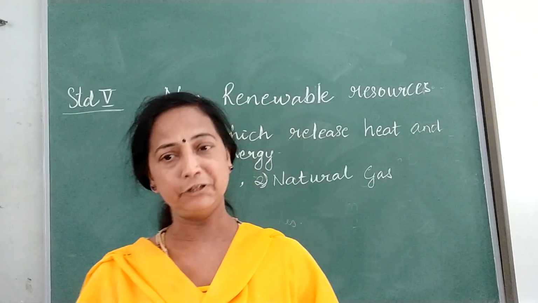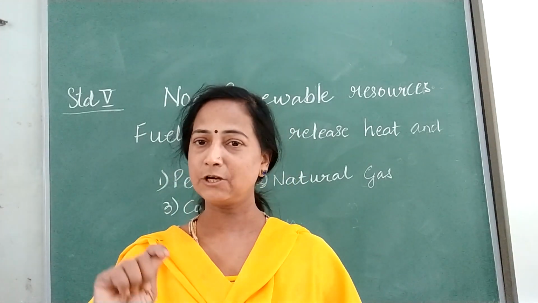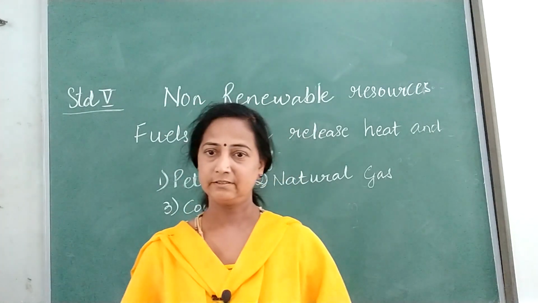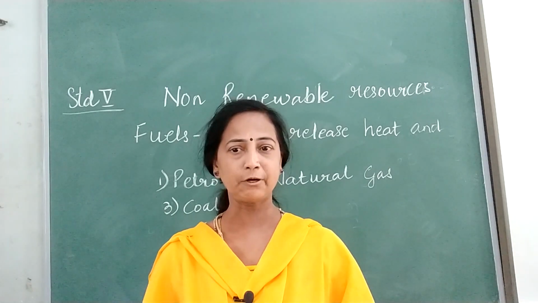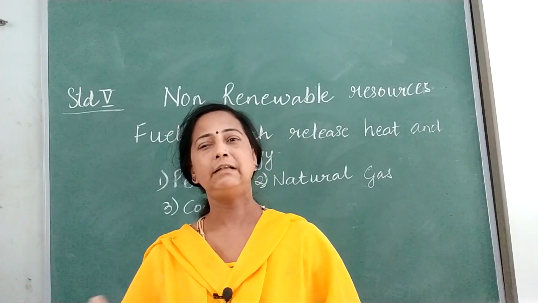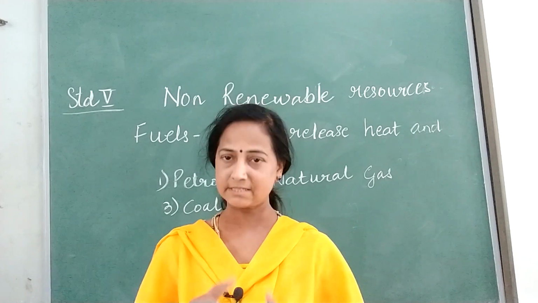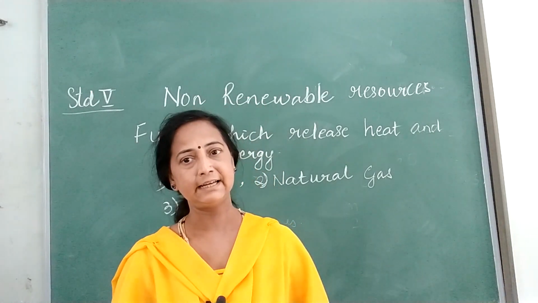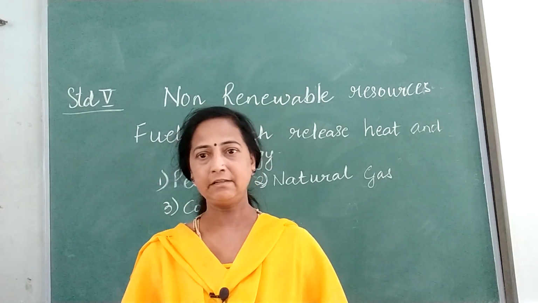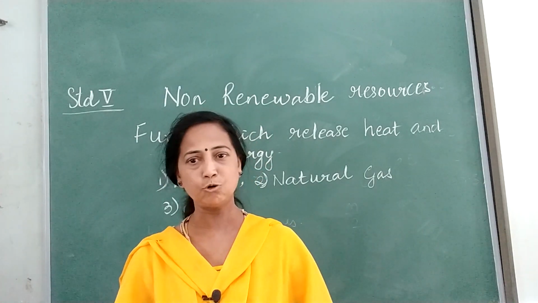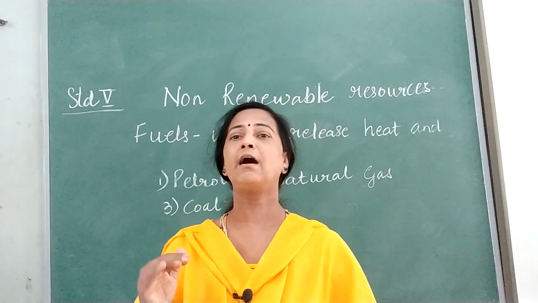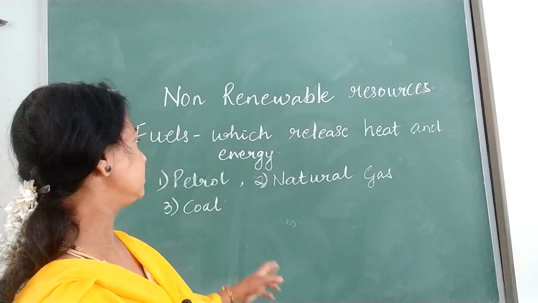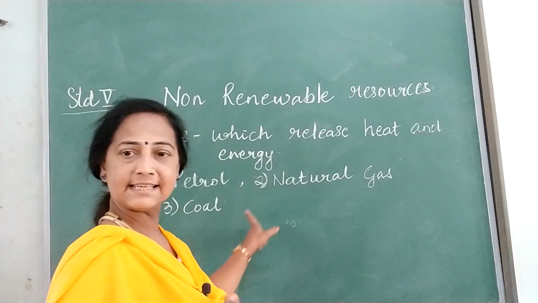And for cooking food, how is the food cooked? Just because you put on your gas. Previously they used to burn wood. Later on they started using charcoal, then electricity and stove gases. Today we are using LPG, that is liquid petroleum gas. All of you might have seen cooking gas at home. So all these things are fuels which give us heat and energy. Which are they? Petrol, natural gas and coal.